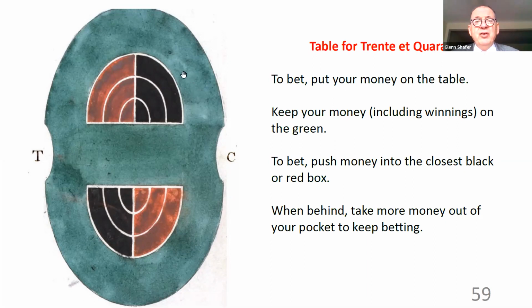So you put your money on the green, and if you win some money, you probably keep it on the green. But if you lose all your money, you might need to take some more out of your pocket and put it there, or borrow it from a friend, or mortgage your farm, to the casino in order to have more money to keep betting. And when you bet, you take whatever you're betting and push it into the black. And then when it's over, if you're betting on black, you push it up here on black. If you're betting on red, you push it over here on the red.